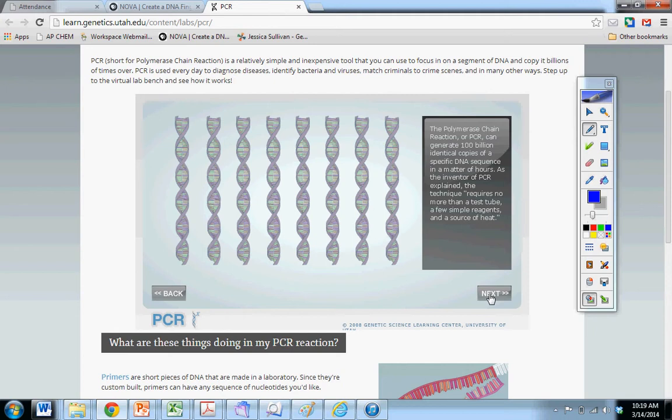It's probably right on the board. Reagents are the primers, the nucleotides, the DNA polymerase. A reagent is any chemical. Okay. Now you're getting it. All right?